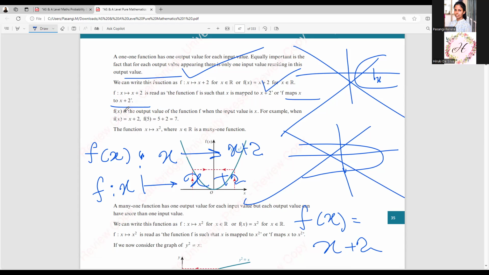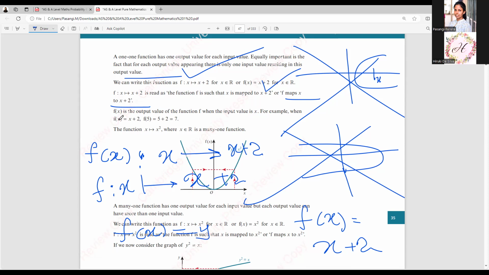So f(x) is the output value of the function f when the input value is x. We normally equate this f(x) to y, because y always refers to the output. Then this f(x) value is actually the output value, that is y. That's what they have mentioned here also.